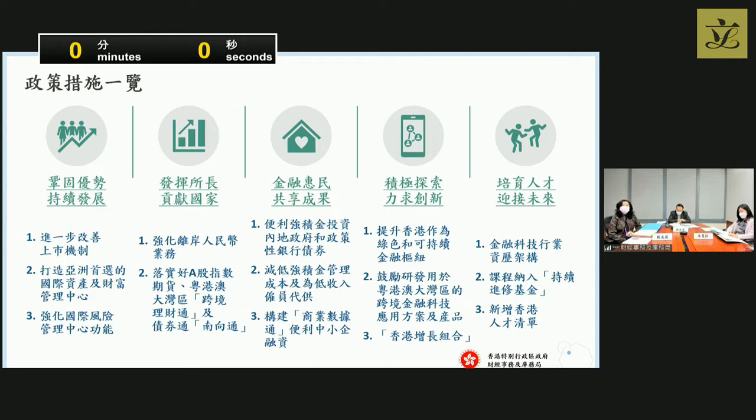Meanwhile, we are studying the relevant legislation for implementing the electronic submission system of the Official Receiver's Office, ORO, and streamlining the requirements of gazette and newspaper advertisements to enable a more effective handling of insolvencies. Our goal is to introduce the amendment bill to LegCo in 2022.